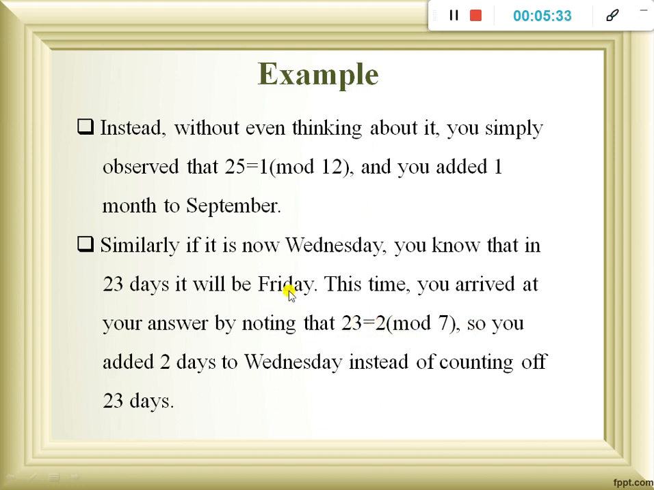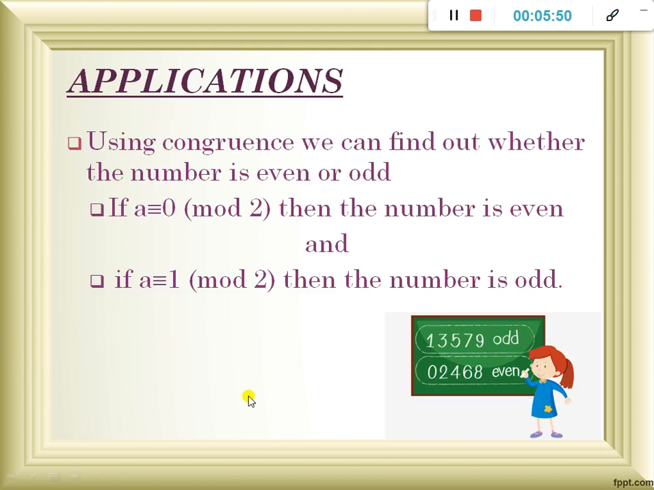So today is Wednesday. What will be the 23rd day? It is Friday. So with respect to your remainder, you can tell the day, month, year, everything is possible. It's because of congruences, right?